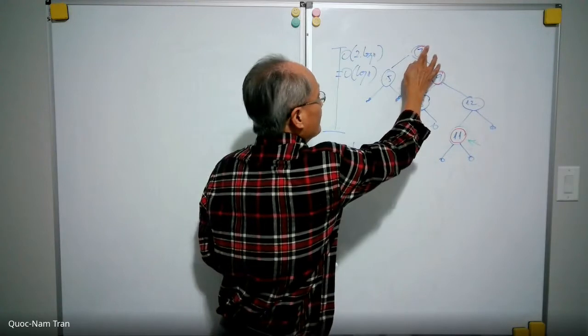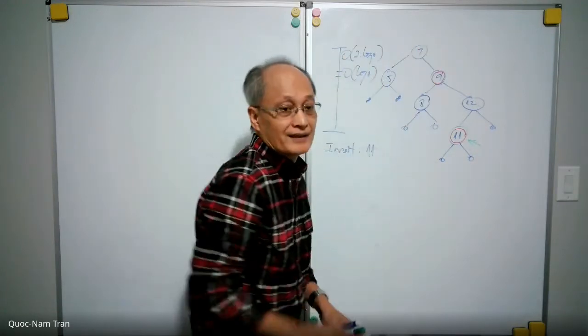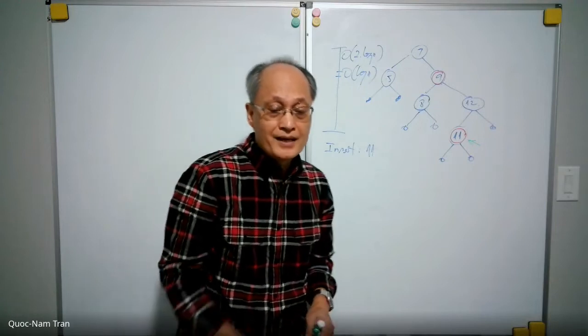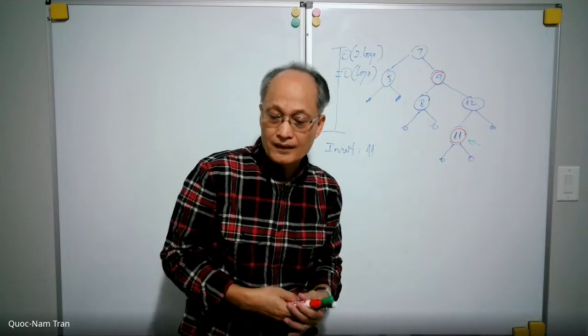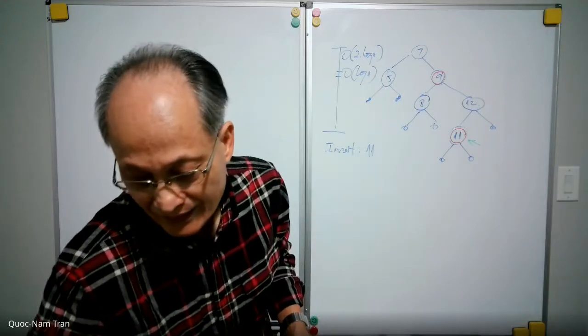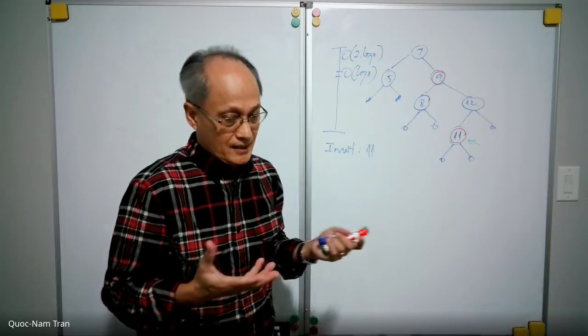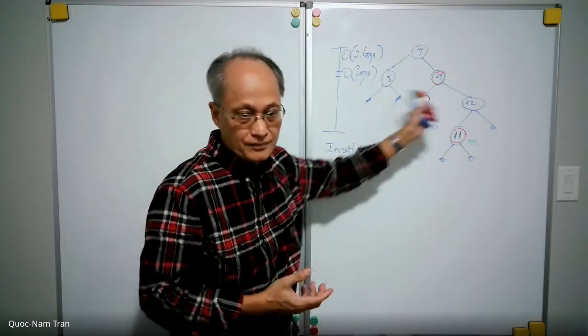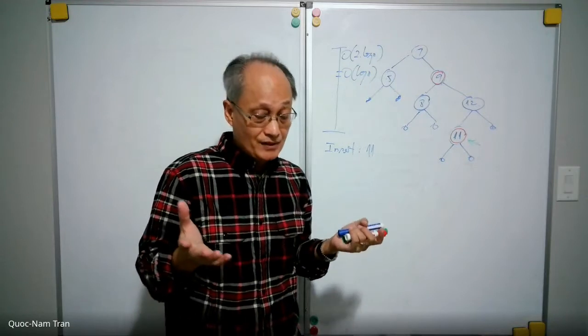But usually we use black for the root. It's just a minor thing. In fact, the color of the root can be anything because it doesn't change the black count of the branches. Okay, so that is the motivation.